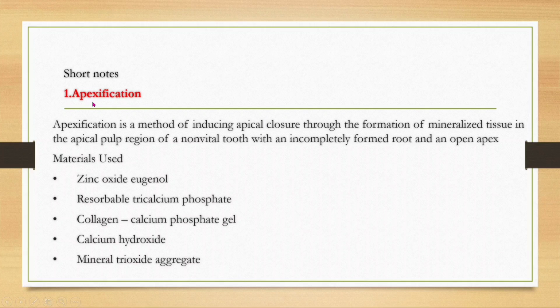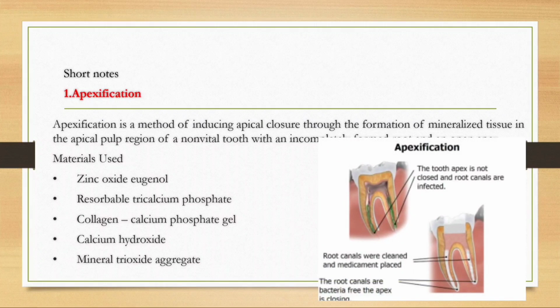Now we need to study about apexification. Apexification is a method of inducing apical closure through the formation of a mineralized tissue in the apical pulpal region of a non-vital tooth. This is the most important part, non-vital tooth. We are inducing apical closure of a non-vital tooth because the tooth has lost its vitality and cannot create apical closure on its own because of lack of pulpal tissue. So we are inducing it with an incompletely formed root and an open apex.